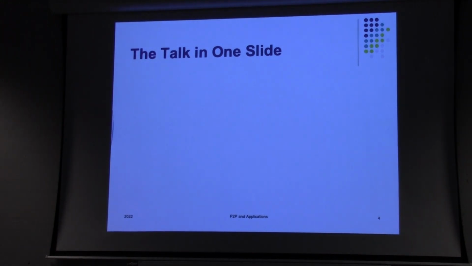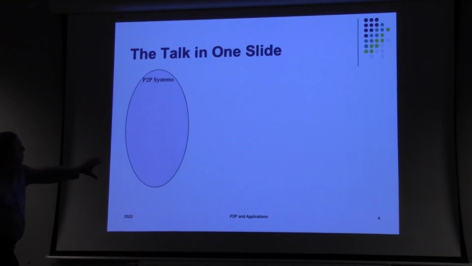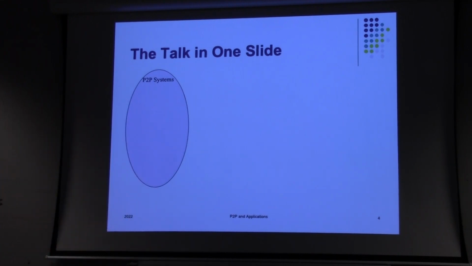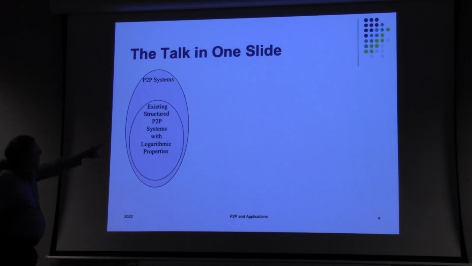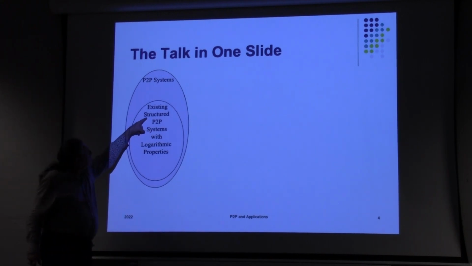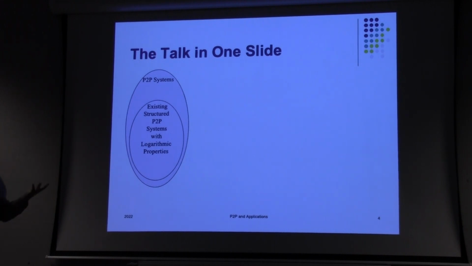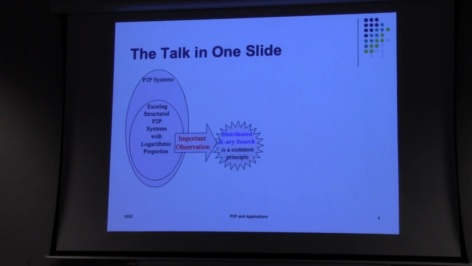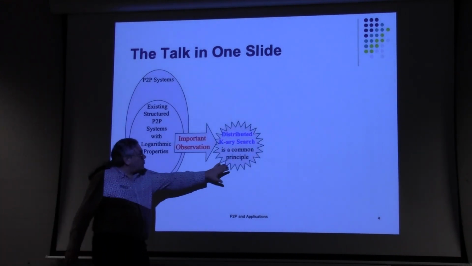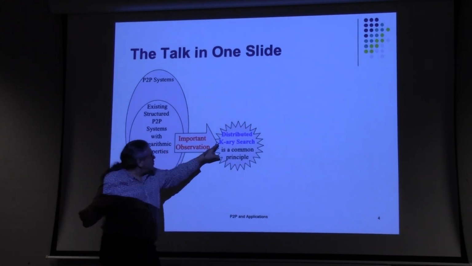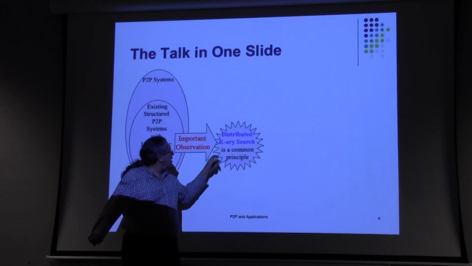Today I want to talk about one particular way. I'm going to talk about peer-to-peer systems in general. Gossip is just one part of that. Then I'm going to talk about structured peer-to-peer systems. And they have logarithmic properties, which means if you have n nodes, the lookup takes log n, so it's fairly efficient. Okay? And I want to show a general way of building these structured peer-to-peer systems using a principle called distributed k-ary search.